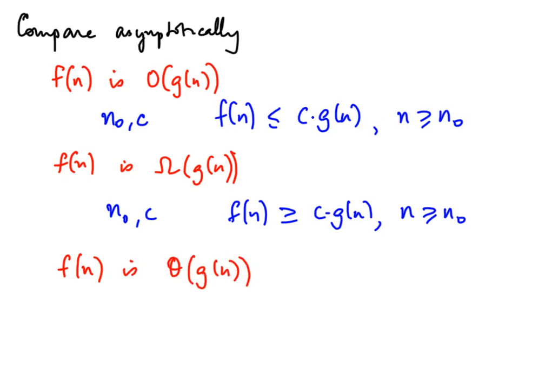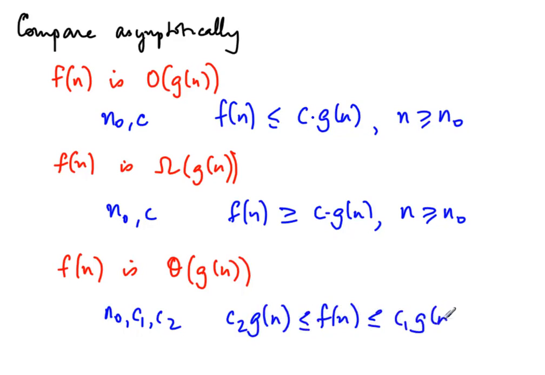If we can sandwich f of n between two multiples of g of n, so we can find n0, c1 and c2 such that c2 times g of n is always below f of n, which in turn is always below c1 times g of n, again for all n greater than or equal to n0. Now, very often it is difficult to come up with a clever choice of n0 and c to establish these relationships.